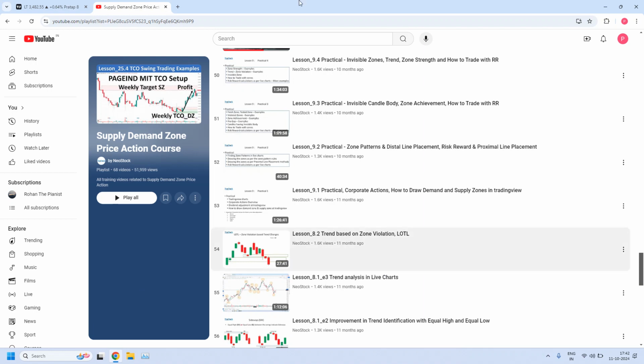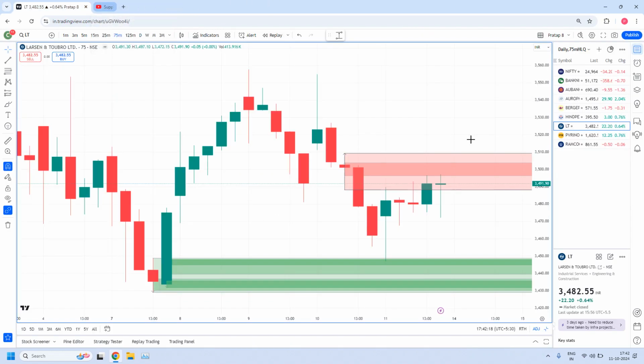Okay, now let's get into the analysis discussion, how our NeoStock software helped in getting very good trades. We got very good ROAs today. Okay, the first one is L&T. L&T is a drop base rally 75 minutes high liquidity demand zone.